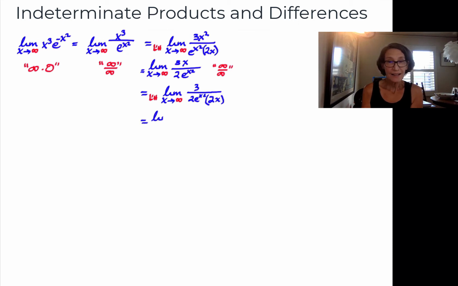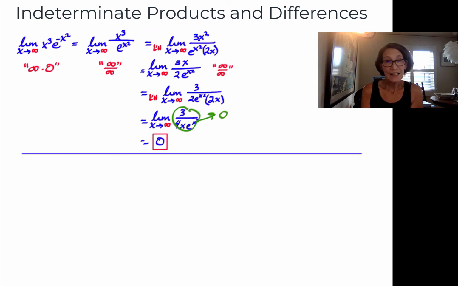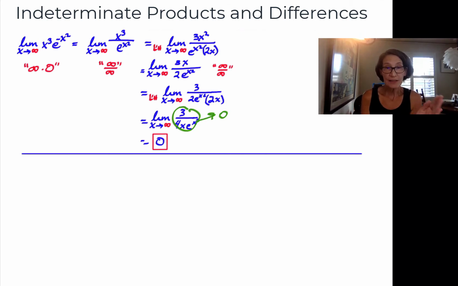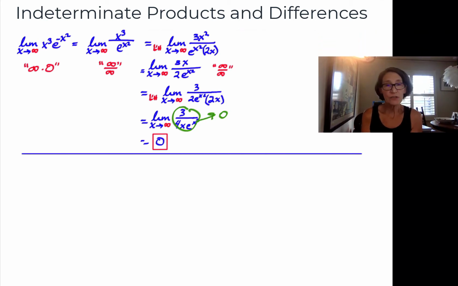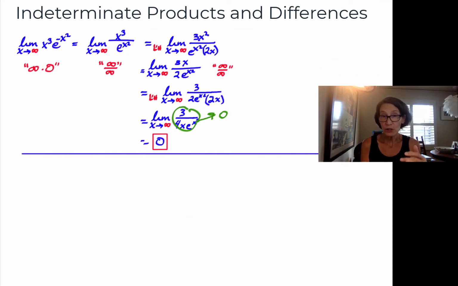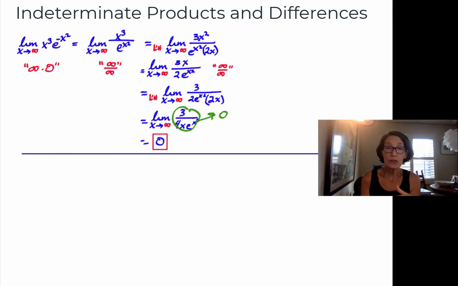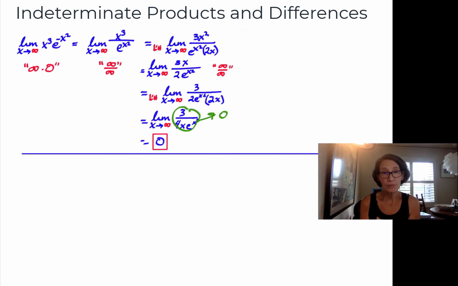And if we simplify it a little bit, we get the limit as x approaches infinity of 3 over 4e to the x squared. And now we can see as x gets arbitrarily large, the denominator is getting arbitrarily large. The numerator is just 3. So this thing is approaching 0. So the limit is 0. All right. So when you have an indeterminate product, infinity times 0, it's really easy to just rewrite that as a quotient, either an infinity over infinity quotient or a 0 over 0 type quotient.